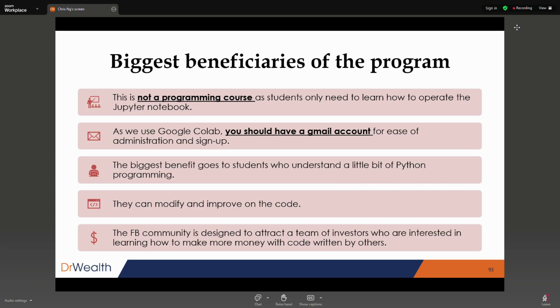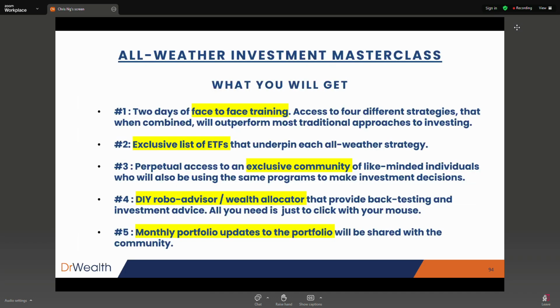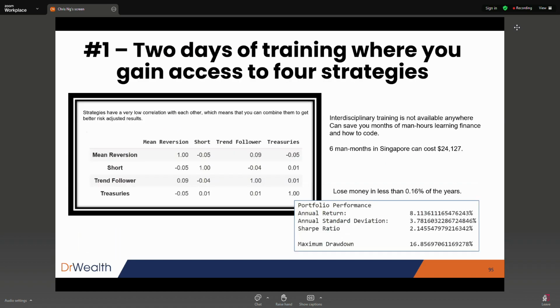Okay, so this is what you will get when you sign up for the masterclass, all right? 2 days of training where you gain access to 4 strategies: mean reversion, short, trend follow, and treasuries. These 4 strategies have a very low correlation with each other, right? So combined together, that's how we can get such a high return and such a low standard deviation, all right?